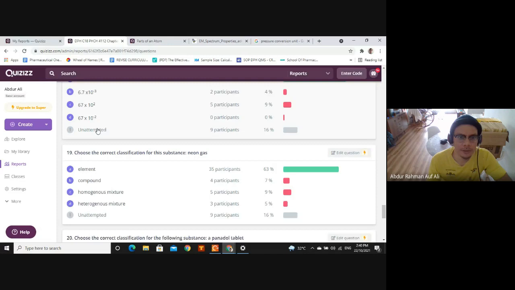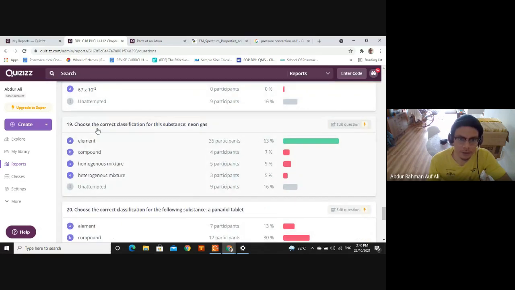Question 19, choose the correct classification for this substance. Neon gas, what is it? So the answer adalah element. Okay, neon gas, it's a sejenis noble gas. So dia tidak bercampur dengan any other element, any other atoms or any other molecules. So it is made up of only neon. So kalau sesuatu bahan tu terdiri daripada satu elemen, atom saja adalah sejenis. In this case, neon gas ni is made up of neon atoms only. So that's why dia adalah sejenis elemen.